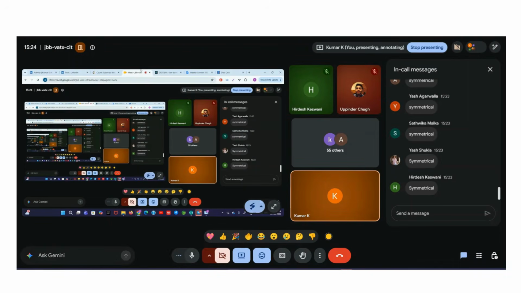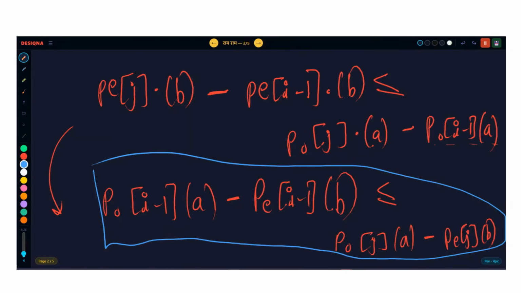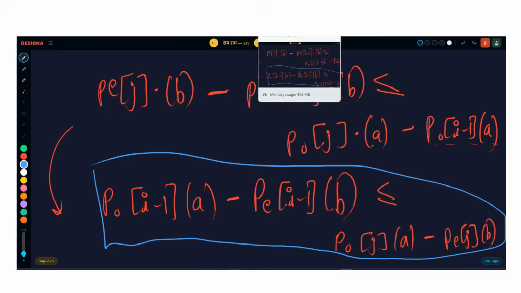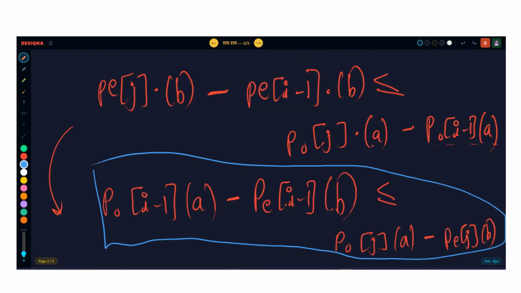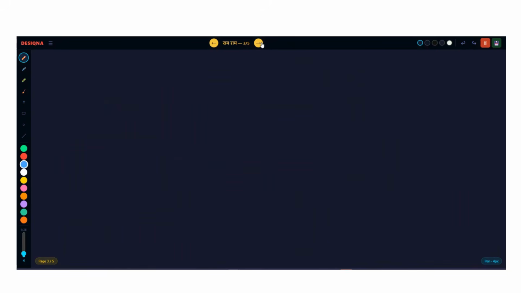Everyone write great. If you understand that because this equation is symmetrical, now you can apply hash map. Like if the equation was exactly equal rather than less than equal, then hash map would directly solve it. Anyways, now you need to feel what is happening.